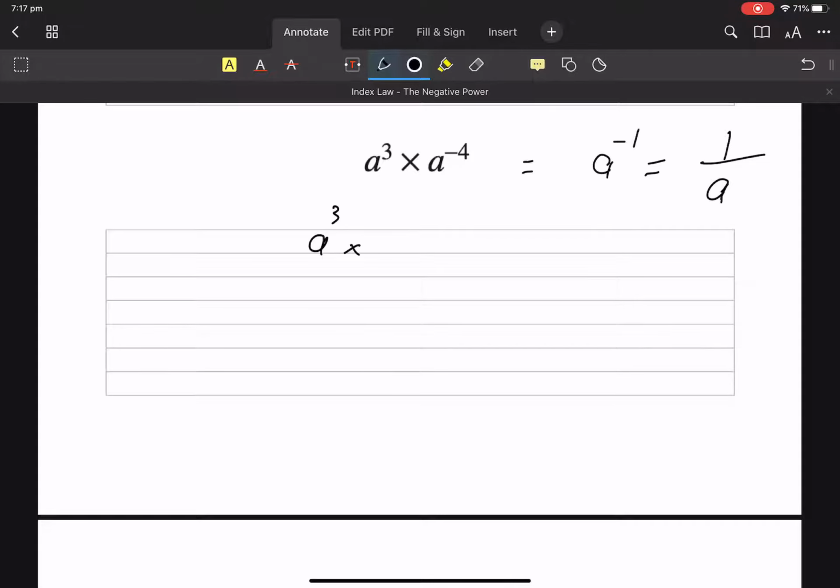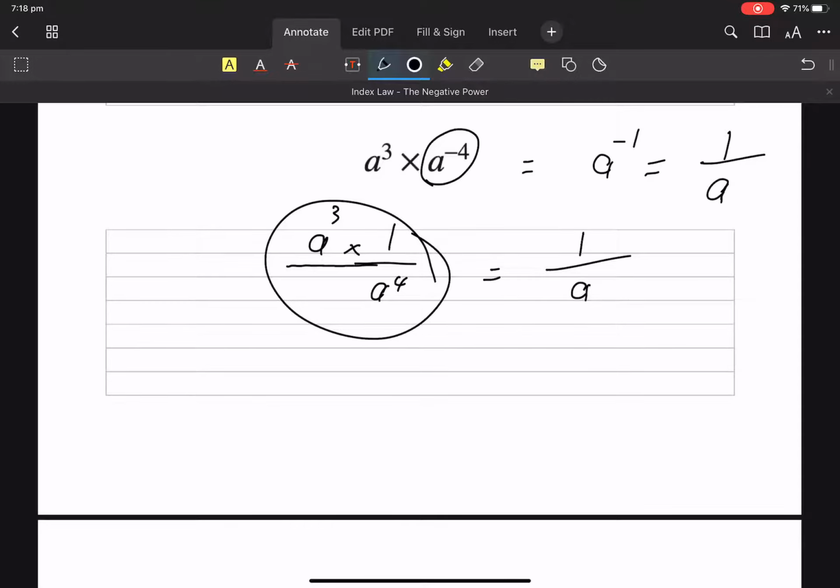A cubed, let's just look at that. That is 1 on a to the 4. And we multiply. There are 3 a's on top, 4 a's on bottom, so when they cancel, you get 1 on a. We need to be able to do things multiple ways. I can ask you questions in a test where you need to do it both ways. You need to be able to apply a law, plus also go into this how many on top and how many on bottom. This is your preferred option because it's simple. We started that in grade 8. Negative index laws is new this year.